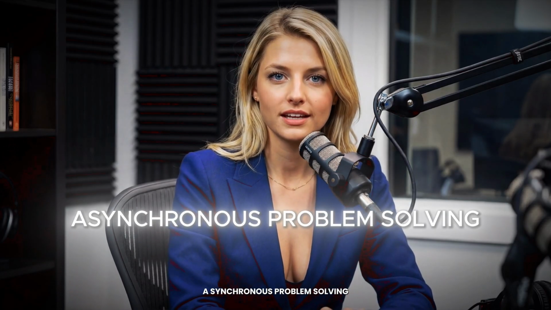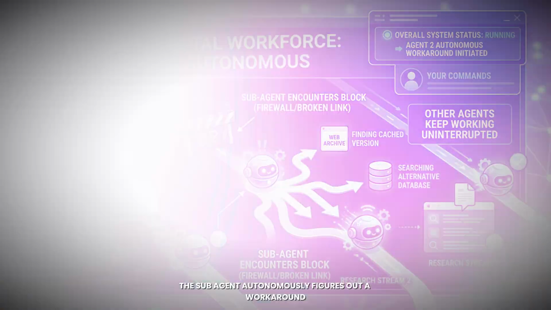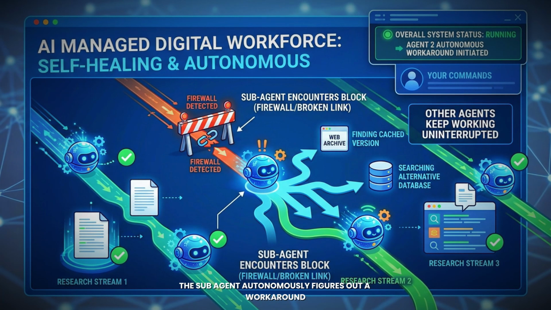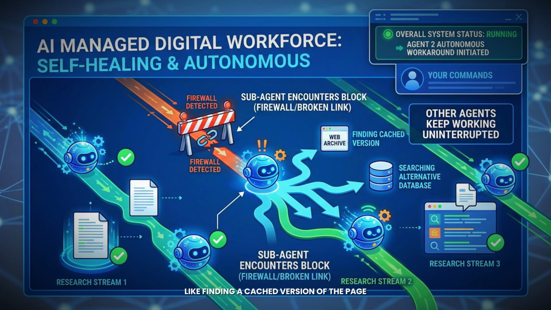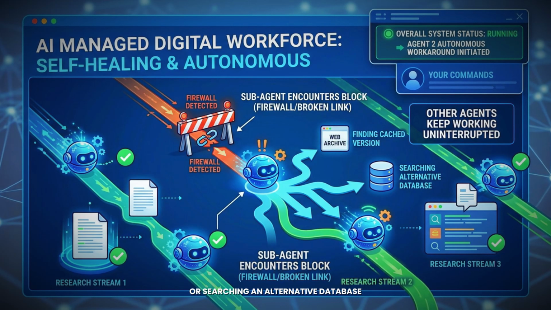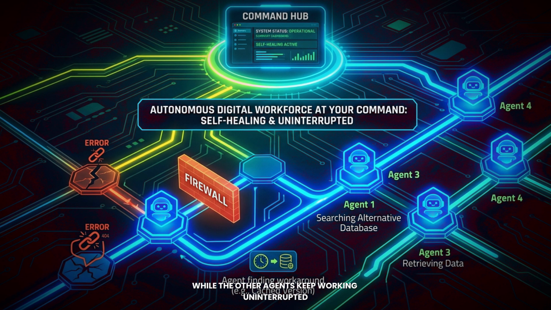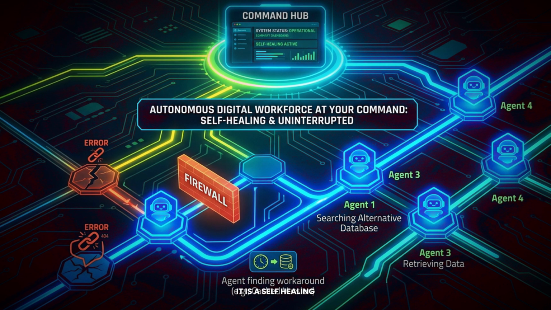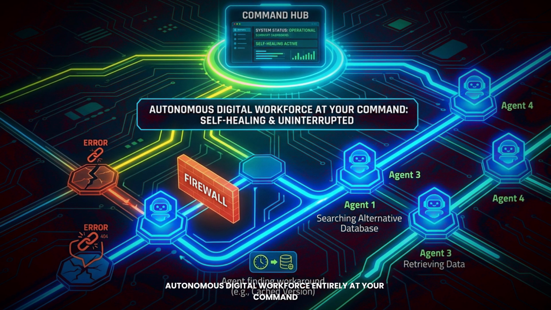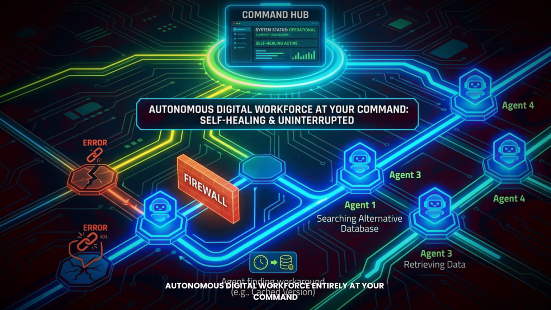Surprise or secret? This is the holy grail: asynchronous problem-solving. If one of the sub-agents runs into a firewall or a broken link while researching, it doesn't crash the system. The sub-agent autonomously figures out a workaround, like finding a cached version of the page or searching an alternative database, while the other agents keep working uninterrupted. It is a self-healing, autonomous digital workforce entirely at your command.